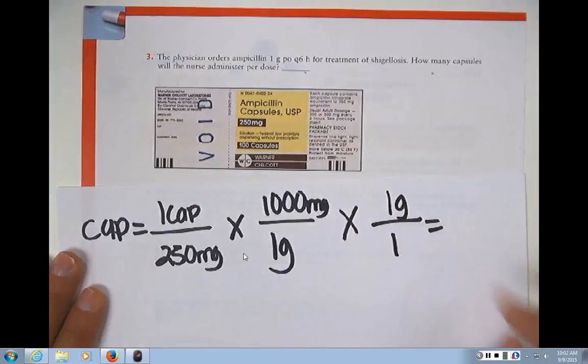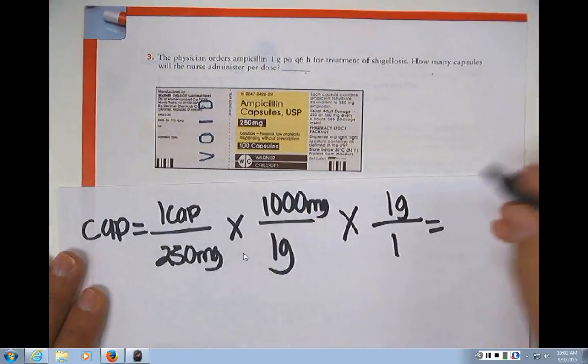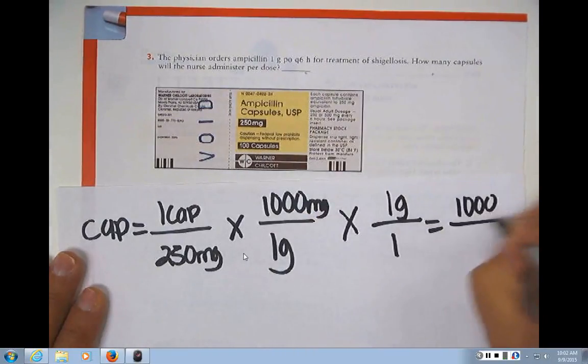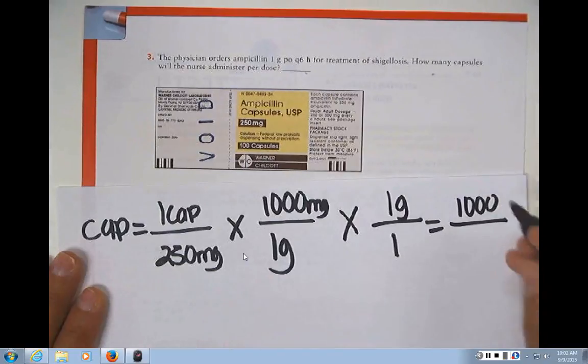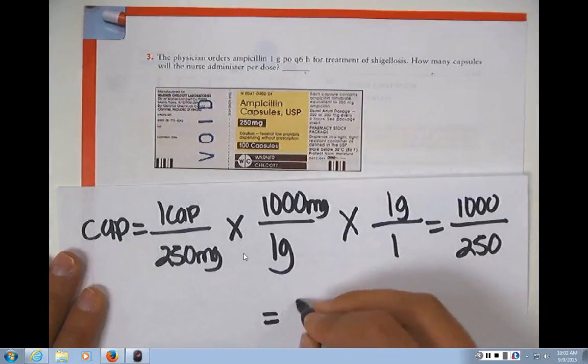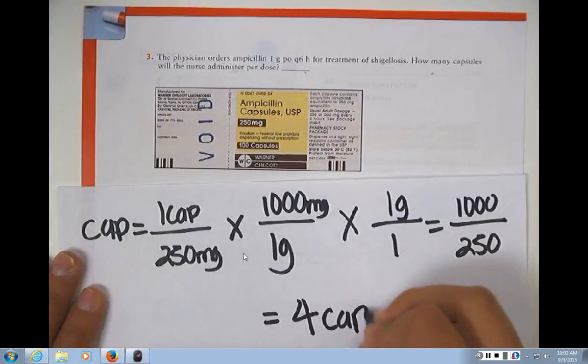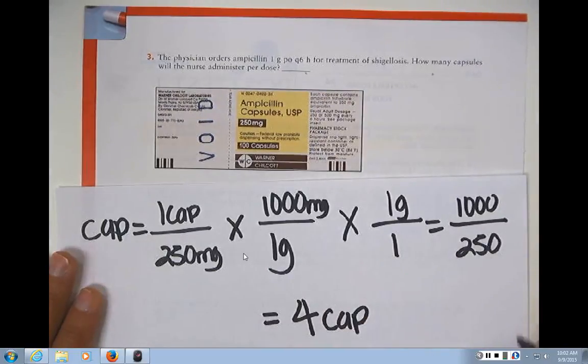And now multiply straight across. So 1,000 times 1 is 1,000. 250 times 1 is 250, and 1,000 divided by 250 is 4. So your answer is 4 capsules. Okay.